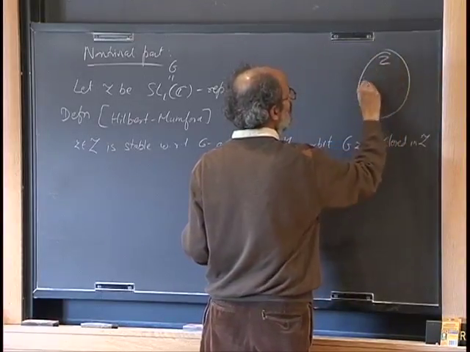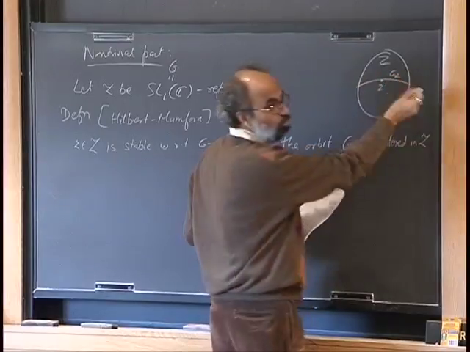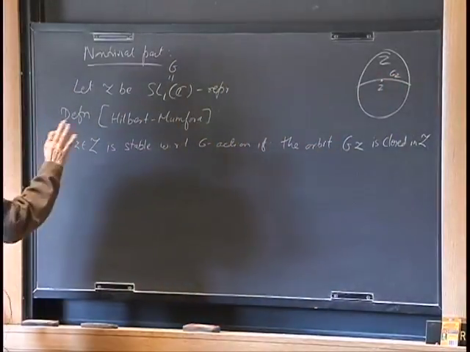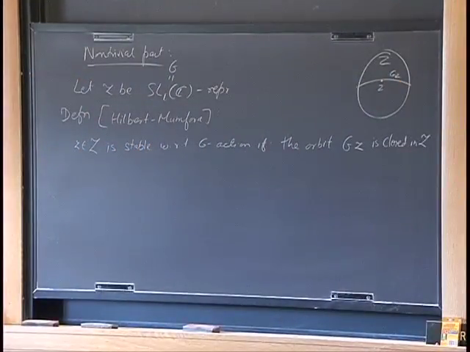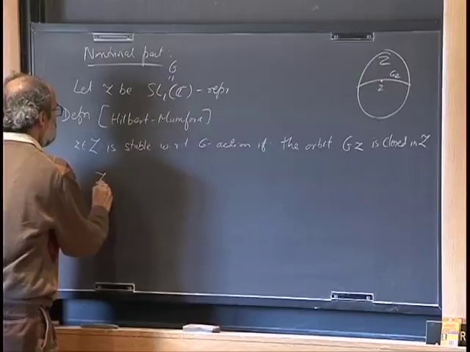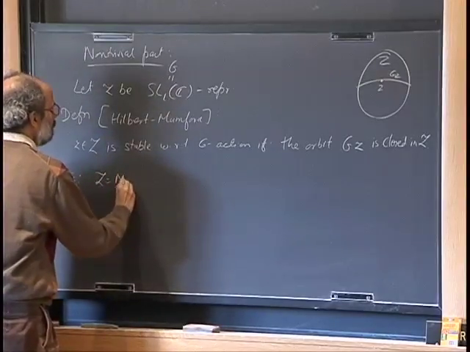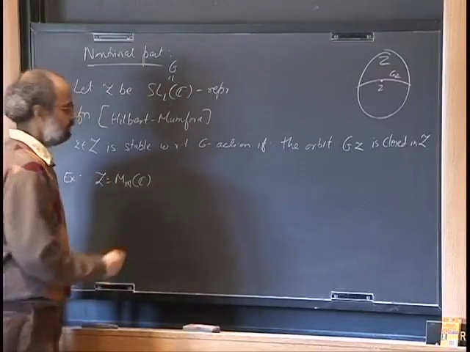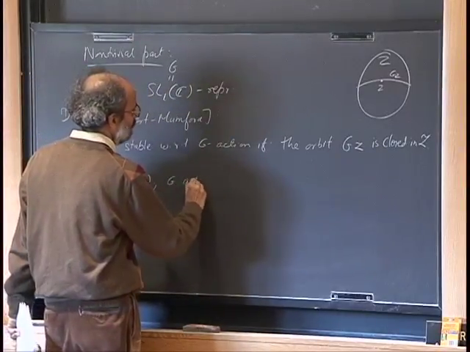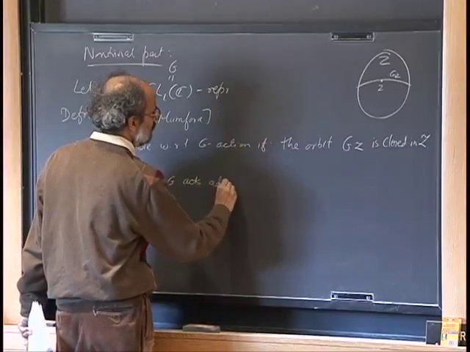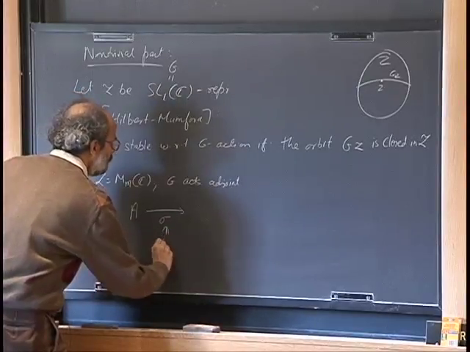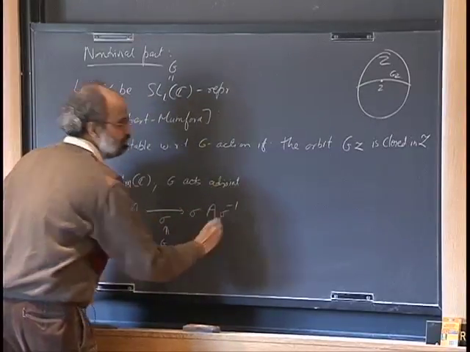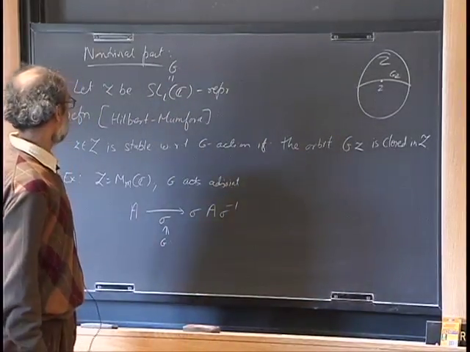So that is to say, this orbit Gz is closed inside Z. Now this is a non-trivial thing, because generally the orbits are not guaranteed to be closed. They are so-called quasi-projective varieties. Let me give an example of why orbits need not be closed. Let's take Z equal to the set of m by m matrices, on which G acts by adjoint action. Given a matrix A and sigma belonging to G, A is mapped into sigma A sigma inverse. Here G is SLN.